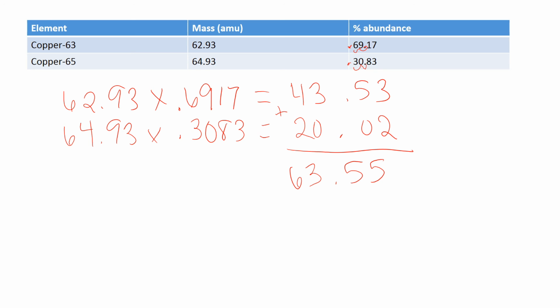Looking at the periodic table, that's exactly what is on the periodic table, so I've done something right. But I can also double check that if I don't have a periodic table by looking back at my percents. Because copper 63 has a higher percent, almost 70% of all the copper you find is copper 63, I expect my number to be a lot closer to, and this is almost 63, than to almost 65. So my number 63.55 reflects this higher abundance. It is closer to that mass of copper 63.